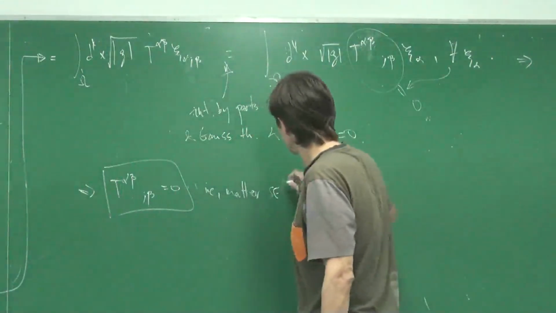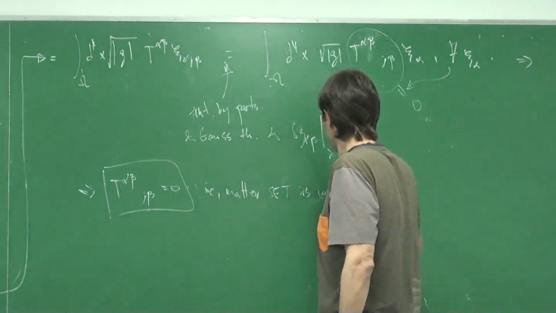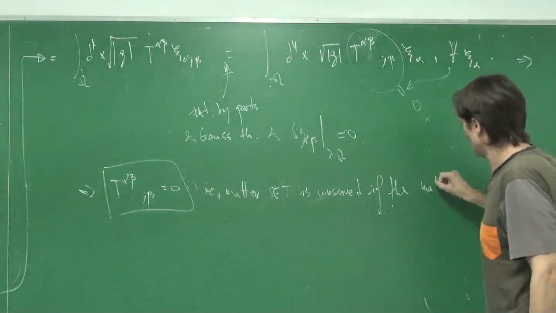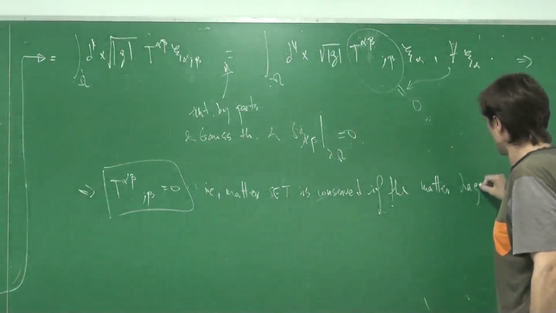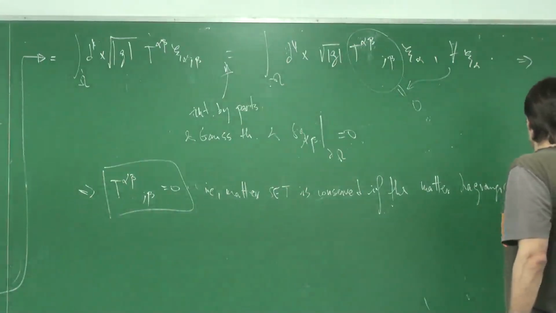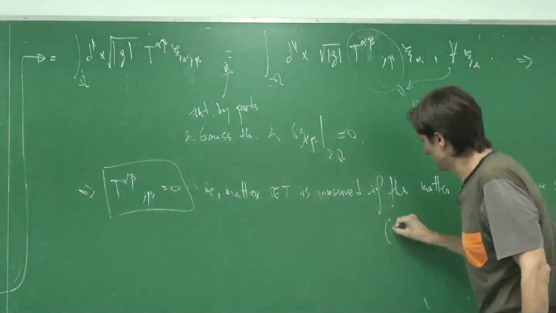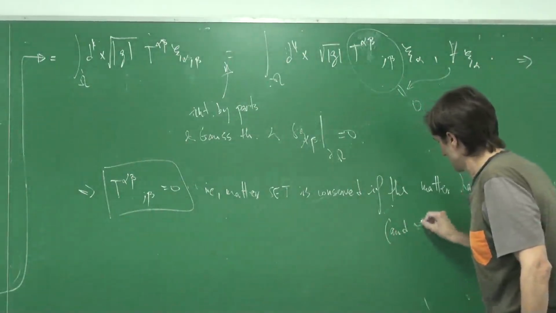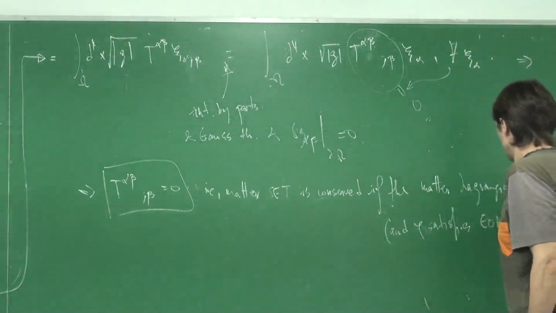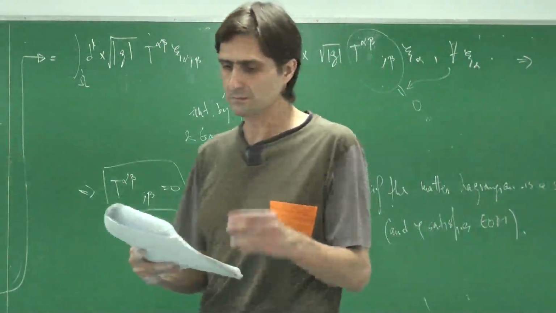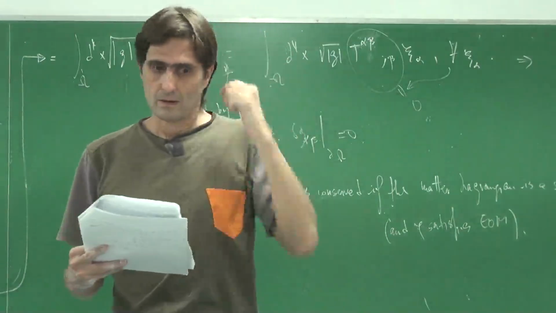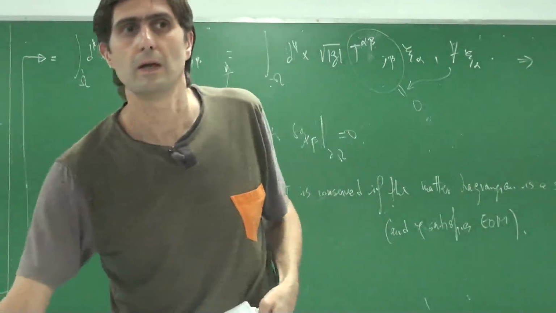So this tells us that the matter stress energy tensor is conserved if the matter Lagrangian is a scalar and phi satisfies the equations of motion, the field equations. Any questions?